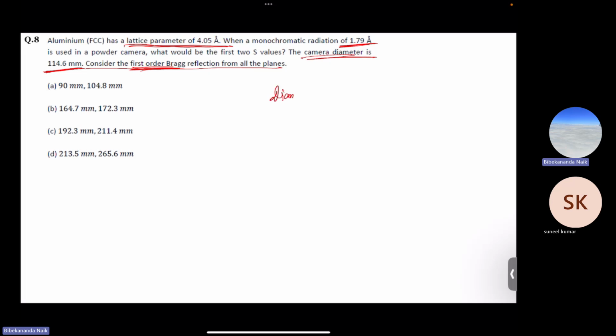So diameter is 114.6 mm. So the radius R will be 57.3 mm. Since R is equal to 57.3 mm, we can directly say the Bragg angle should be in degrees, and the Bragg angle will be equal to S by 4.